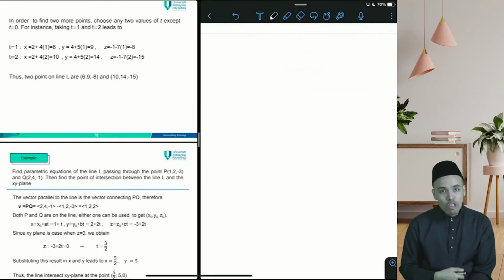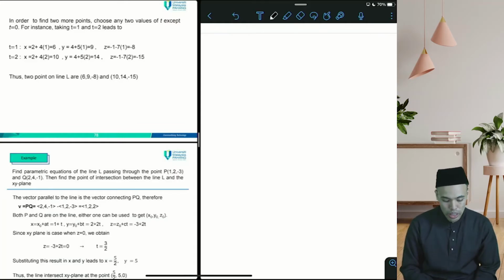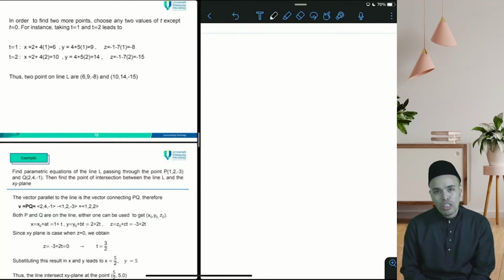Okay, let's read the question. The question asks you to determine the parametric equation of the line L passing through 2 points, point P and point Q. At the same time, the author also asks you to determine the point of intersection between the line L and the XY plane. So right now, you have to answer the question one by one.